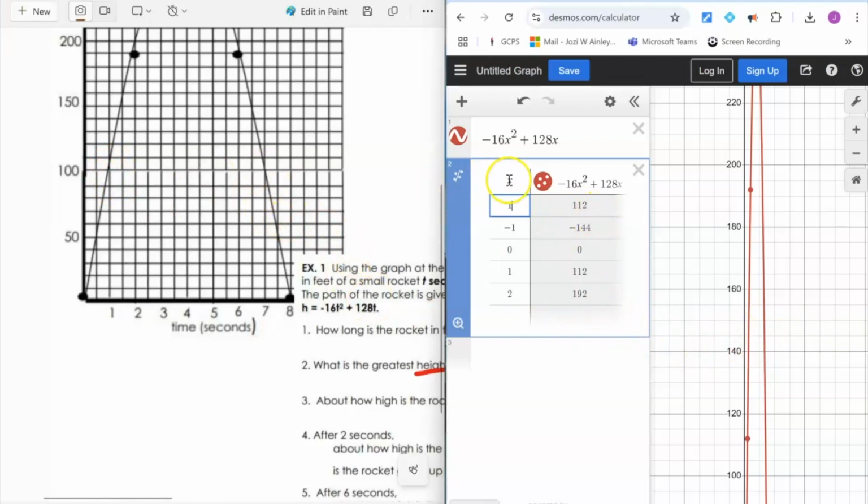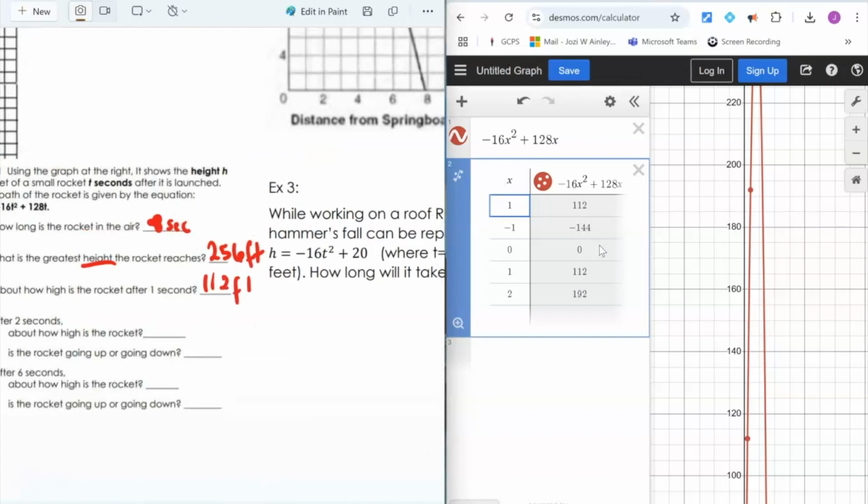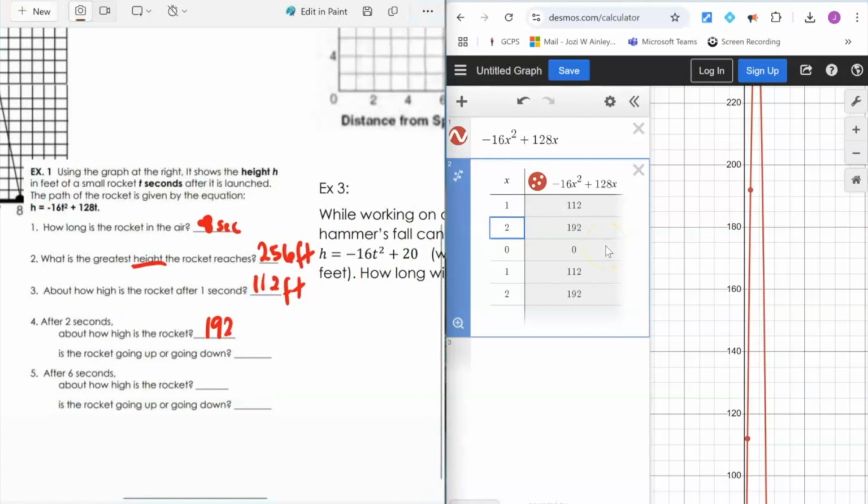So it's 112 when time is 1, height is 112 feet. So 112 feet. Okay. After 2 seconds, so I'm going to come here. And now I'm going to put 2 seconds. It's 192. So 192 feet. Is the rocket going up or down? So at 2 seconds, is it going up or down?